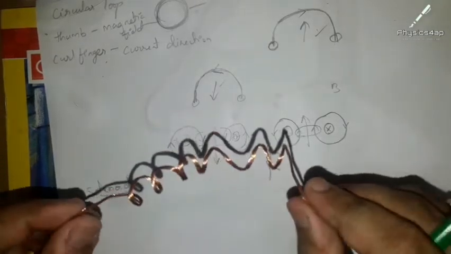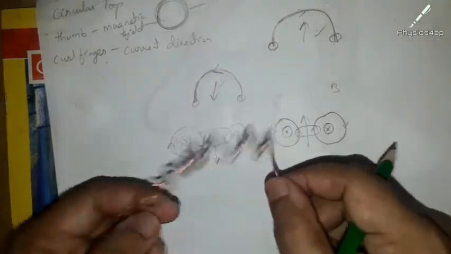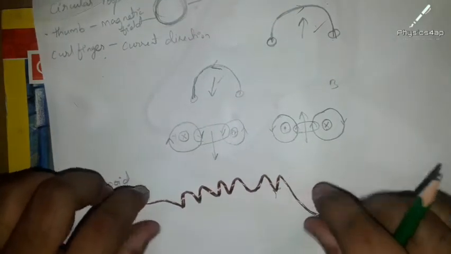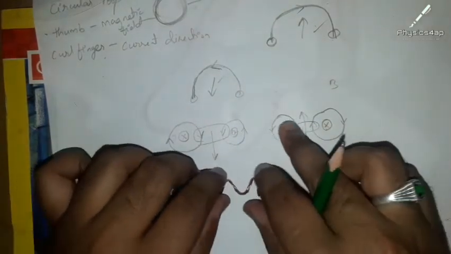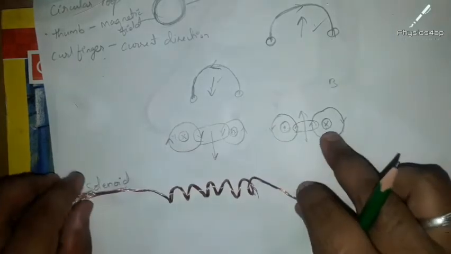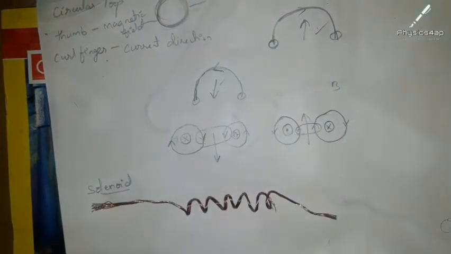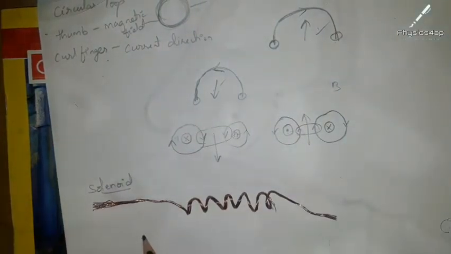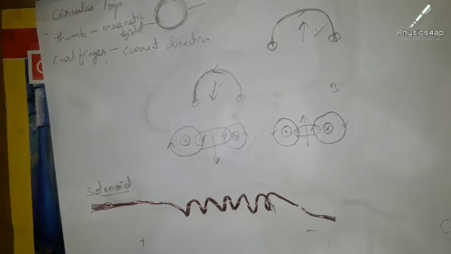Now this is called a solenoid. This solenoid is made of concentric circles like this. If a current is passed into this wire, these two are connected at the positive terminal and this is connected to the negative terminal.